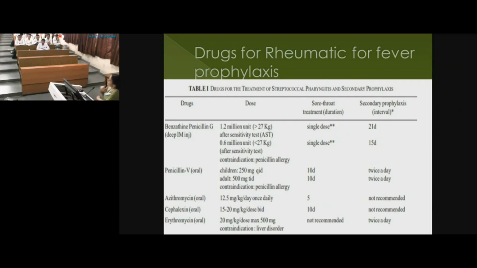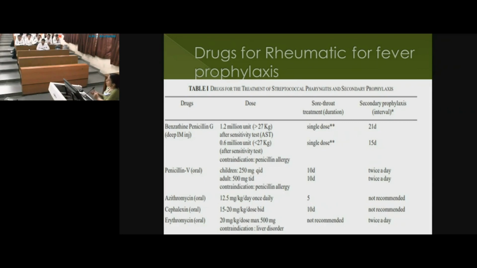And you will find that the child will keep on coming back with an already damaged heart. Again, if the child has rheumatic heart disease, he will land in CCF. It may not always be possible to salvage that child also. But sometimes you find that the child is just not ready to take injections or it's not available or they are very far. In that case, you can give oral penicillin.